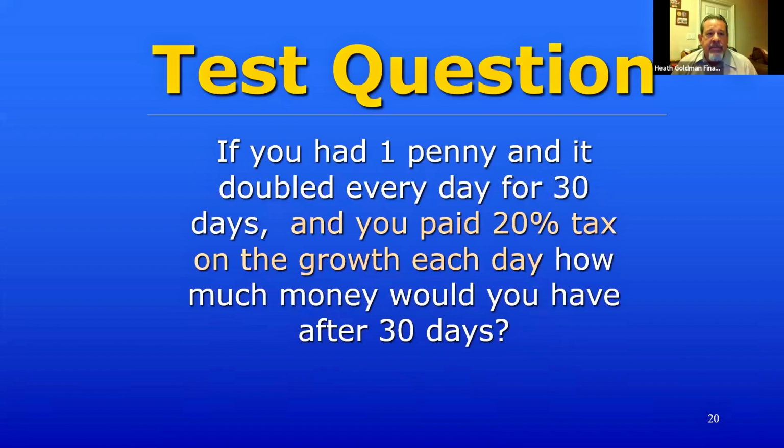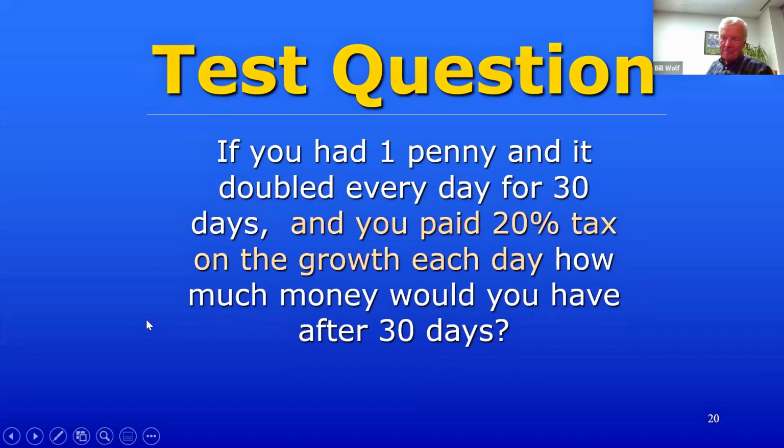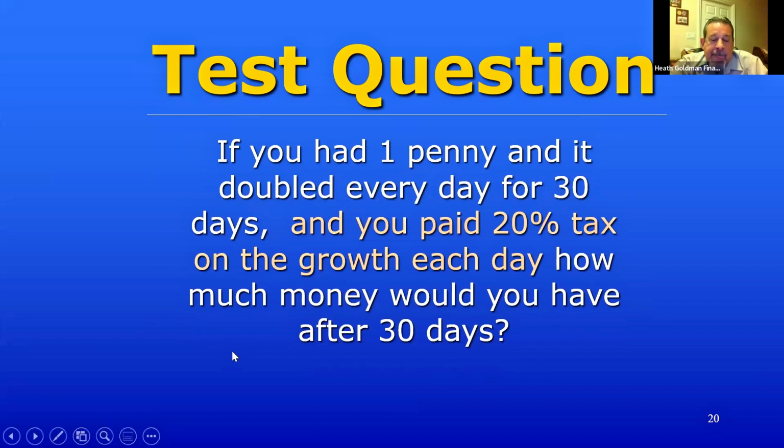Let's change the question slightly. If you had one penny and you doubled it every day for 30 days, but on each day you had to pay a 20% tax on the growth, after 30 days, how much money would you have? Now all of a sudden I've got to pay a 20% tax. I've got to have a different guess. A lot less than 10 million.